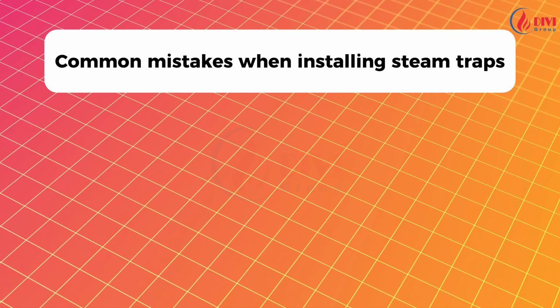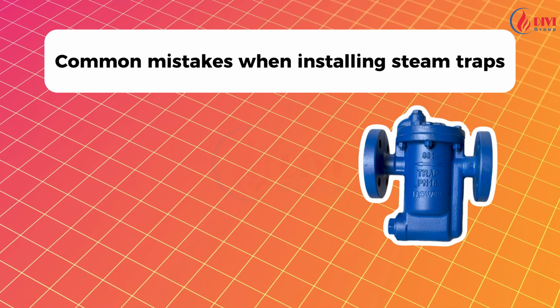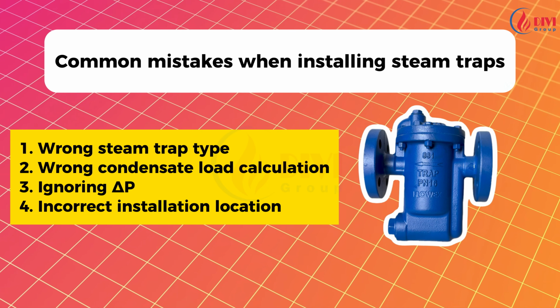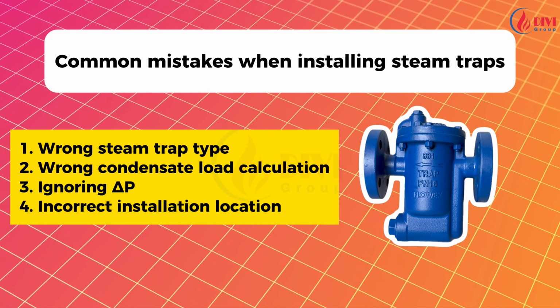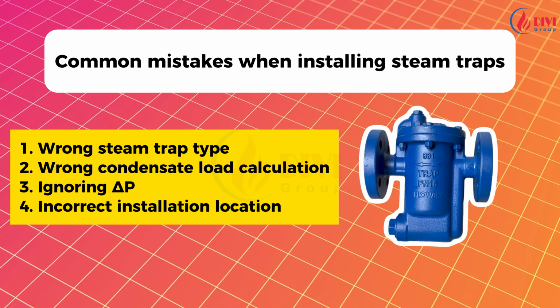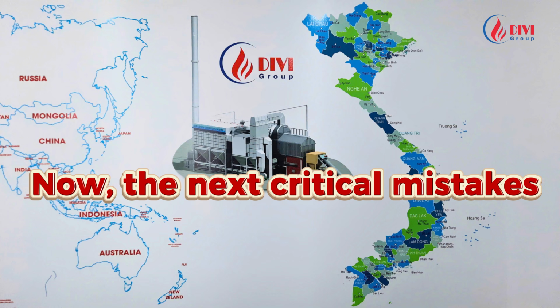In our previous video, we discussed common mistakes such as selecting the wrong type of steam trap, miscalculating condensate discharge capacity, overlooking differential pressure, and installing traps in the wrong location. Today, we'll continue with the next critical mistakes.